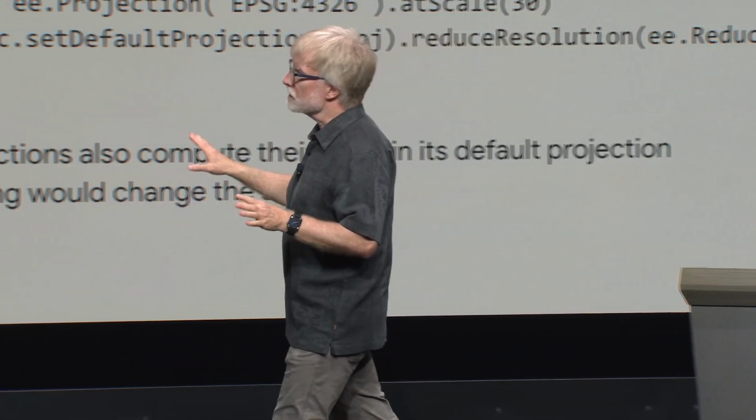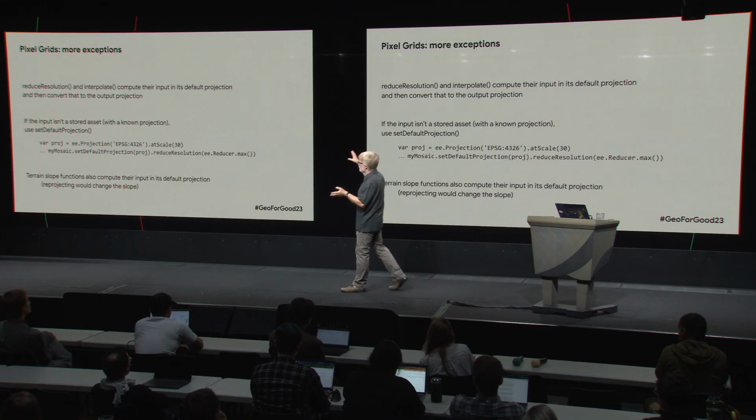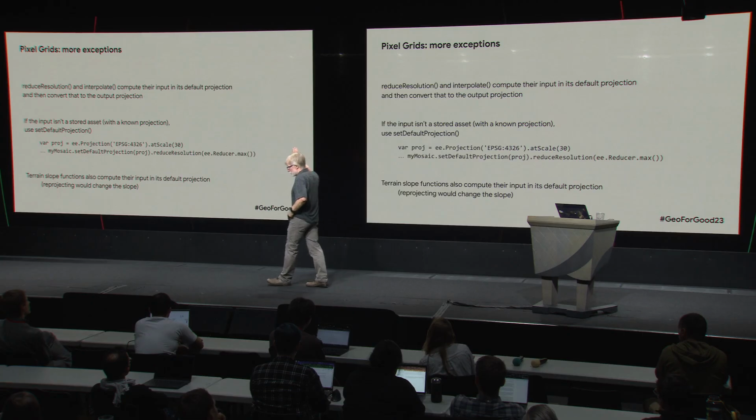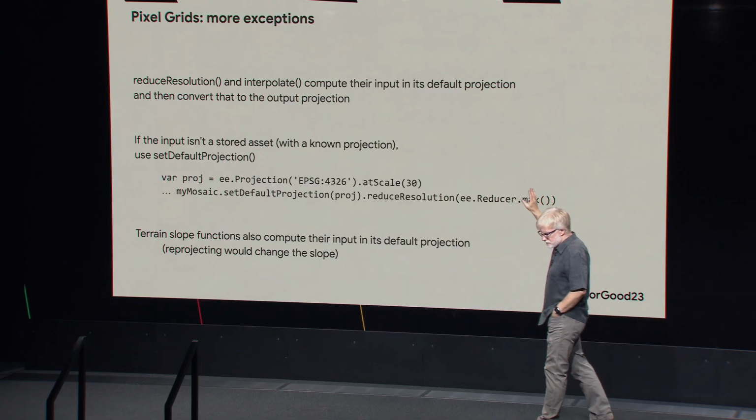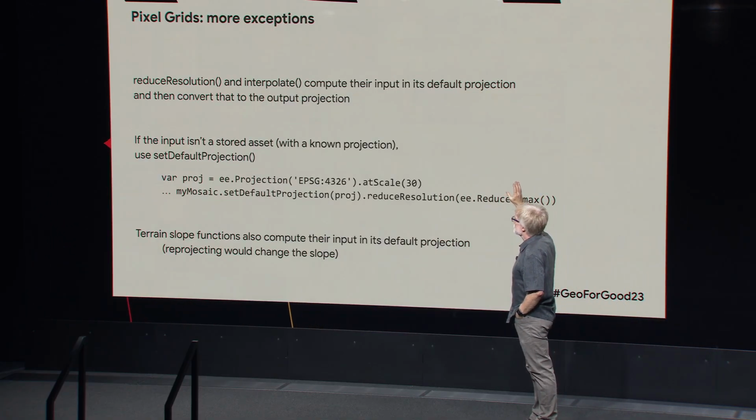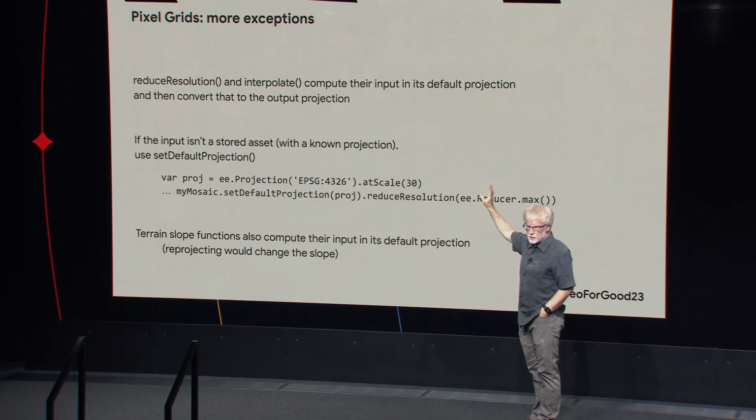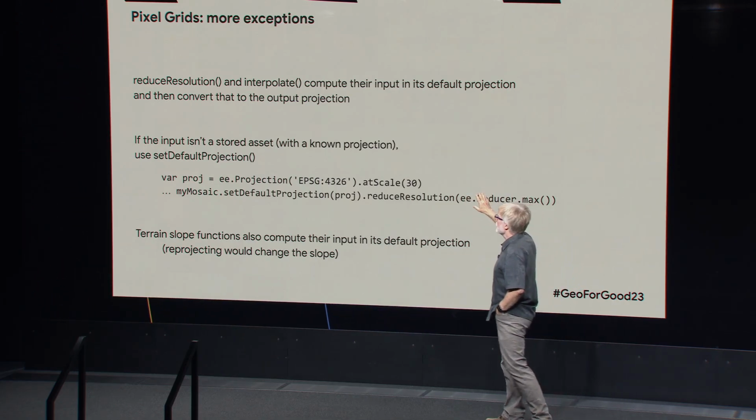Almost done with pixel grids, I promise. So these are a few more examples of algorithms that compute their input in a different projection than their output.